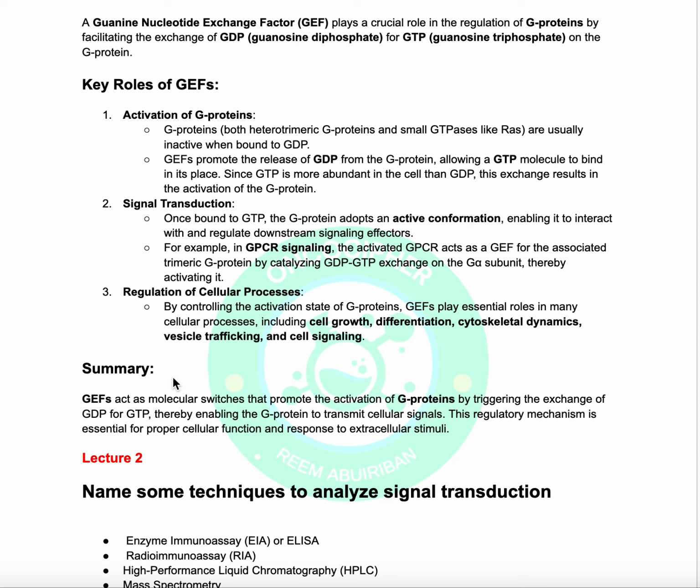Guanine exchange factors play essential roles in many cellular processes, including cell growth, differentiation, cytoskeletal dynamics, vesicle trafficking, and cell signaling. So it's very important in many things. So we can say, as a summary, guanine exchange factors act as molecular switches that promote the activation of G protein by triggering the exchange of the GDP for GTP, thereby enabling the G protein to transmit cellular signaling. And this regulatory mechanism is essential for proper cellular function and response to extracellular stimuli.